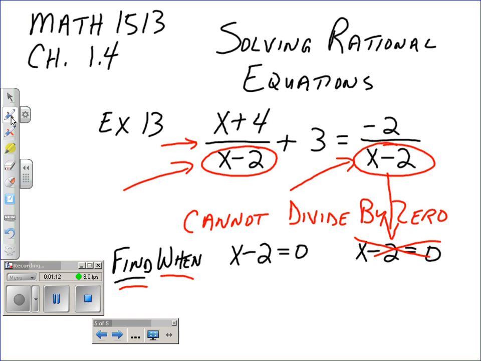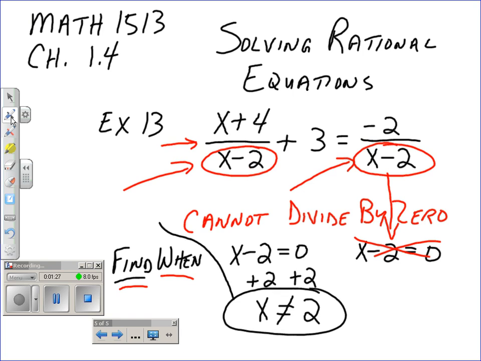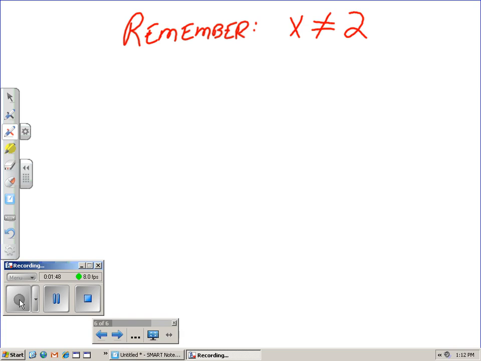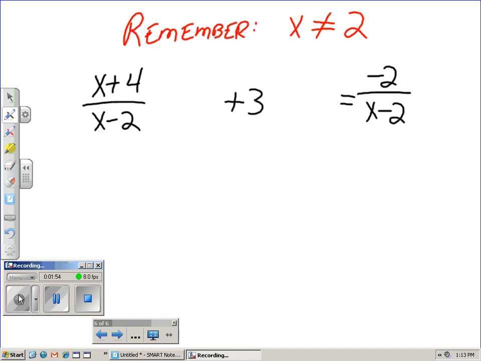I add 2 to both sides, and I find out that x equals 2. Well, what I've actually found out is that x can never equal 2, because if x equals 2, look back up here. If x was a 2, then 2 minus 2 would give us a 0 in the denominator, and that would force us to divide by 0, which we can't do. So, whatever solution we come up with, we have to remember that 2 is not one of the solutions. The solution can never be 2. So I usually start by writing it above the problem that x cannot be 2, so I know which values are no good.